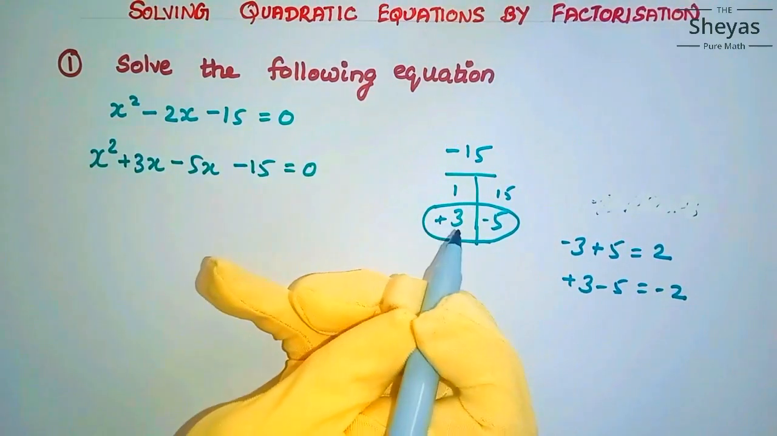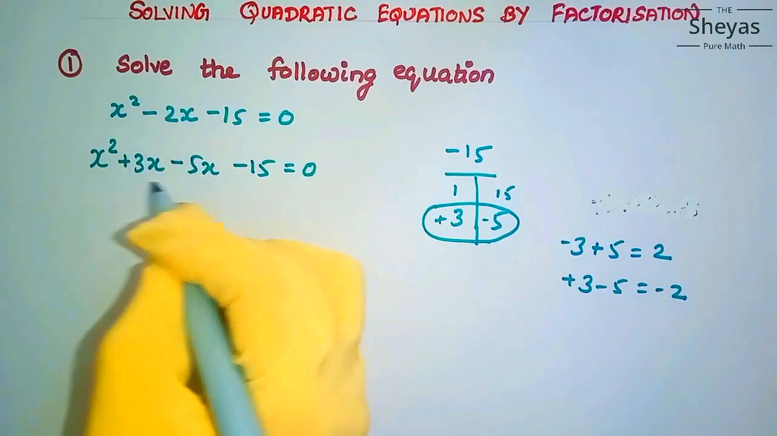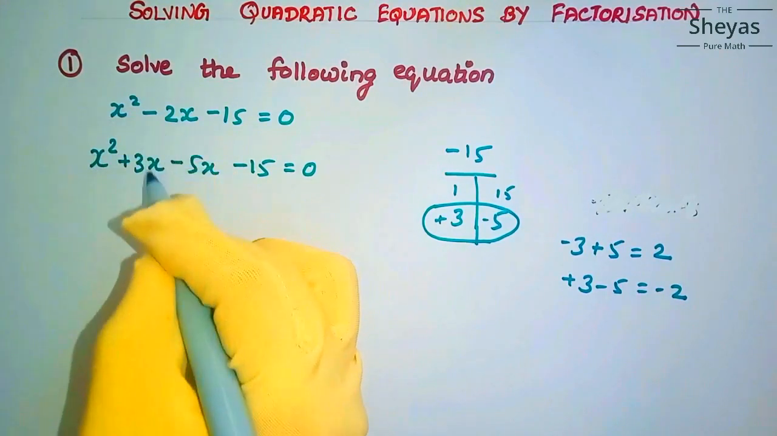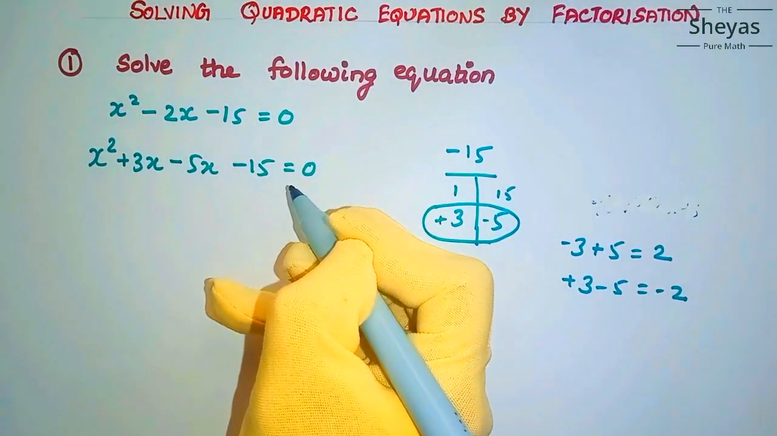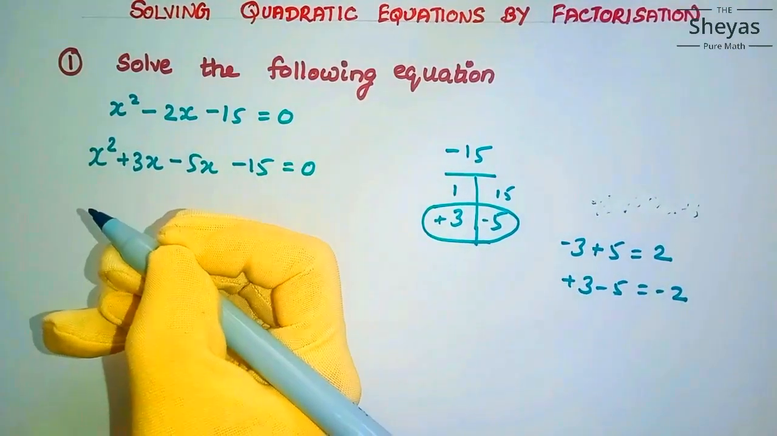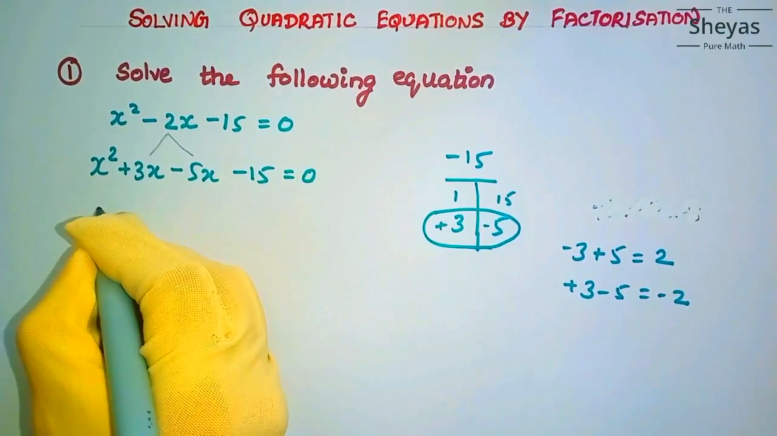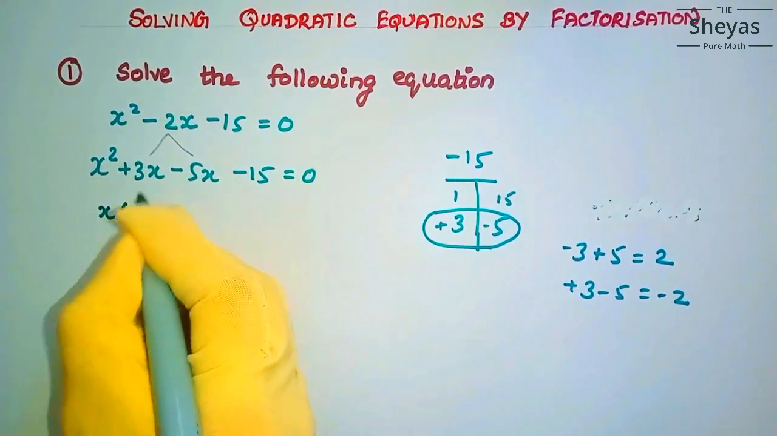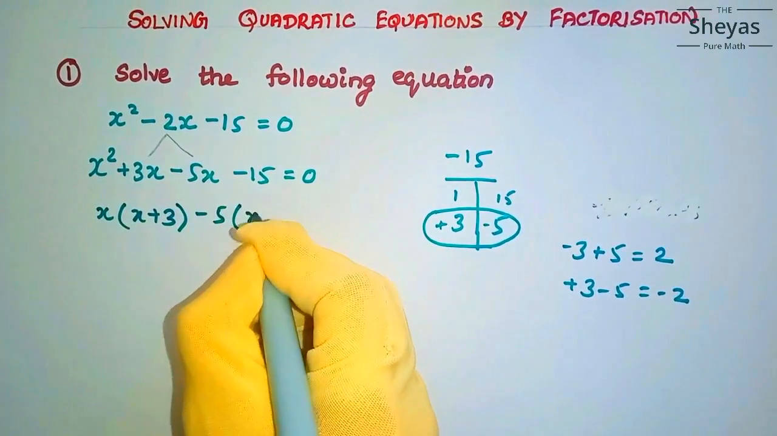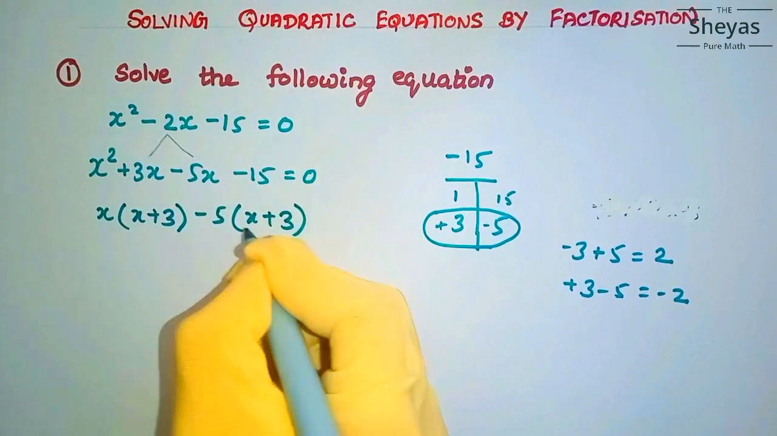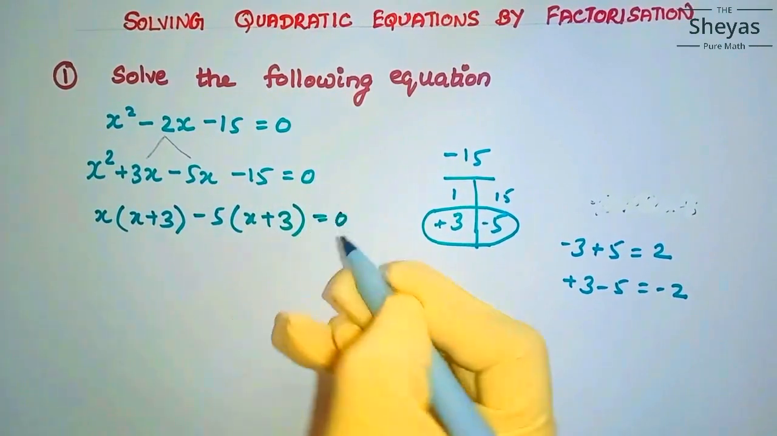Using those two factors, I have split this minus 2x into 3x minus 5x. So x square I have written as such, minus 2x I have written as 3x minus 5x, then minus 15 is equal to 0. Here I have split these terms. Now in the next step, I am factorizing. From these two terms I am taking x common, so x remaining, x plus 3. And from these two terms I am taking minus 5 out, so remaining x plus 3. That's how, when you multiply 5 into 3, you will get minus 15, is equal to 0.